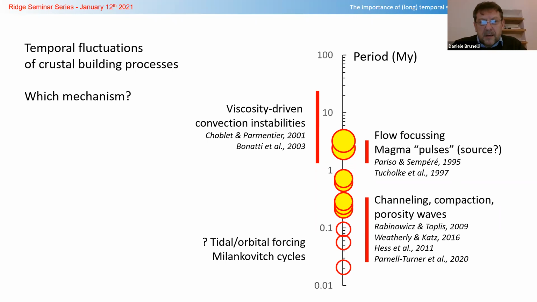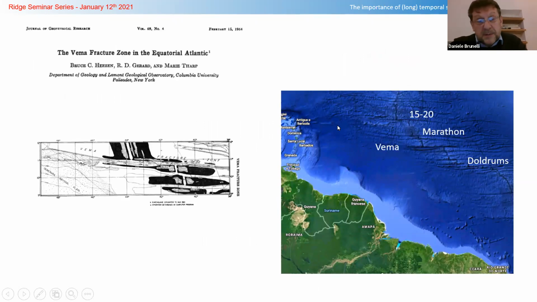So we go further to look if we can recognize some longer cycles or other kinds of cycles by using the possibility that is given to us at the Vema fracture zone, where we can sample a long section of crust that is exposed along this transverse ridge that is clearly visible in the mapping. The Vema fracture zone has been studied for a very long time. A lot of very important people worked over there.